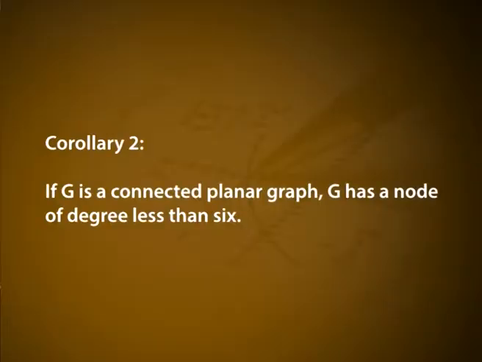We can also use this formula to show that the graph K5 is not planar. K5 has 5 nodes and 10 edges. This is not consistent with the formula E less than or equal to 3V minus 6. Unfortunately, this method won't help us with K33, which is not planar but does satisfy this equation. We can also use this corollary 1 to derive a useful fact about planar graphs, which is given as corollary 2. If G is a connected planar graph, G has a node of degree less than 6.